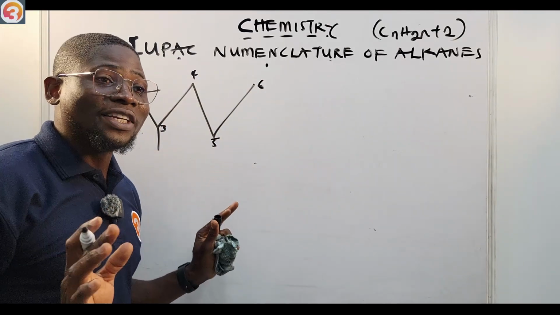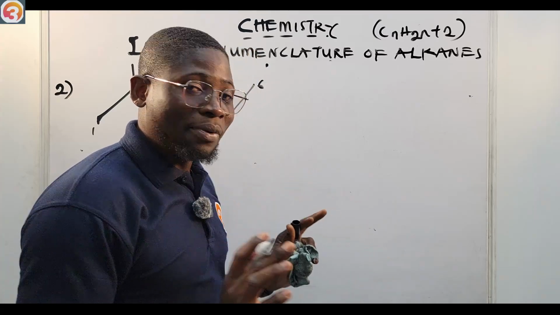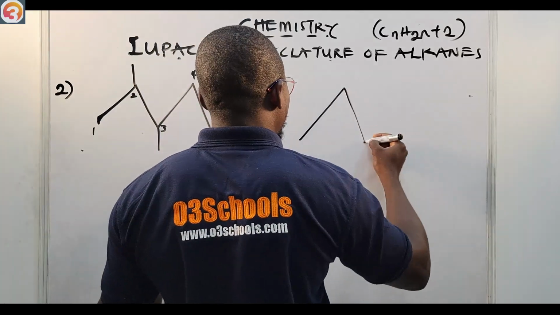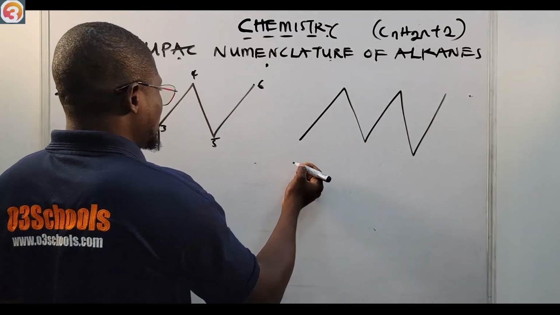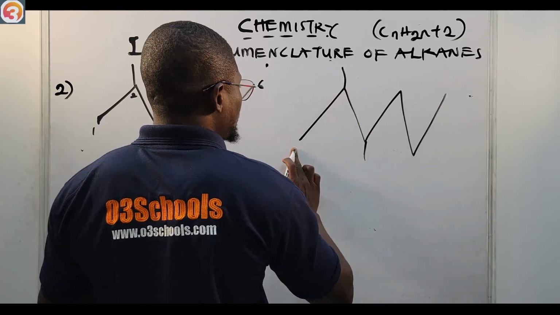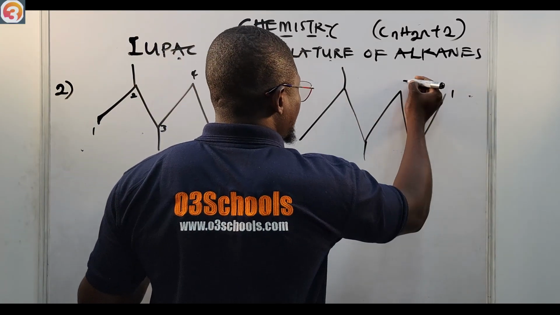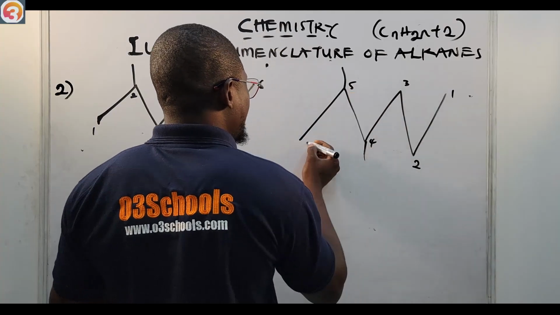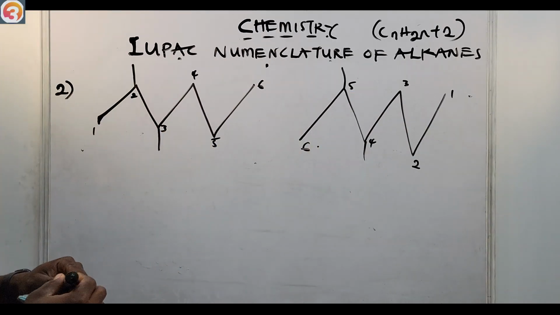Remember, you have the liberty of numbering. So you can also draw this structure somewhere here, and then say 1. There's a group here. This is 1, this will be 2, this will be 3, this will be 4, this will be 5, this will be 6. So now we have numbered.